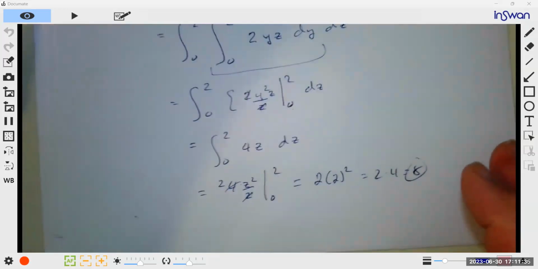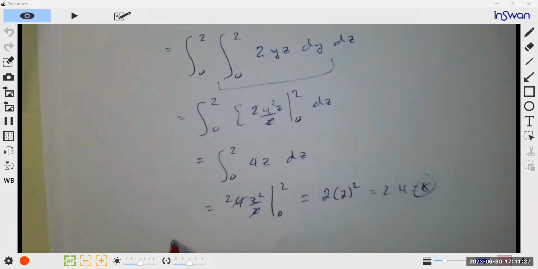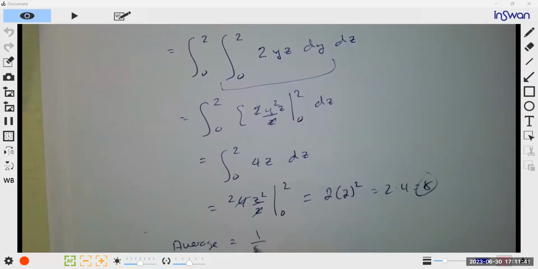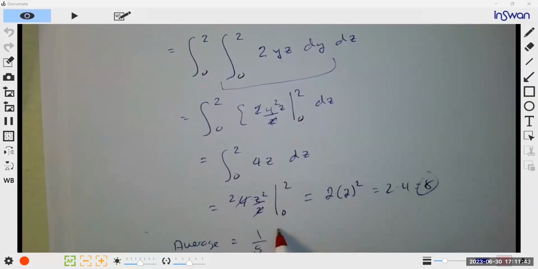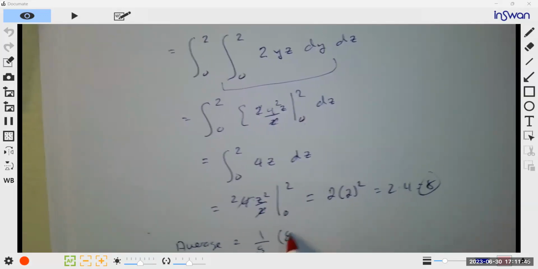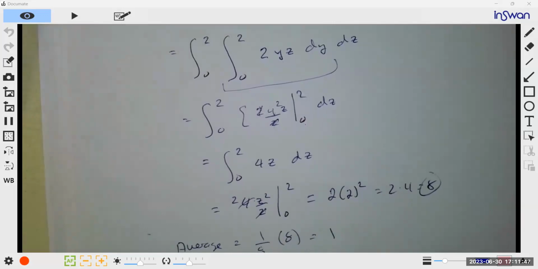So the average is 1 over 8, which we calculated up above, times this 8 equals 1. So that's the average value over the cube.